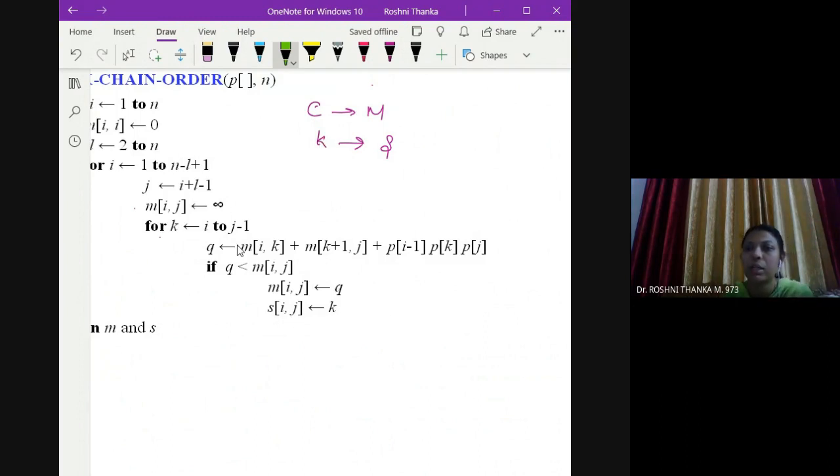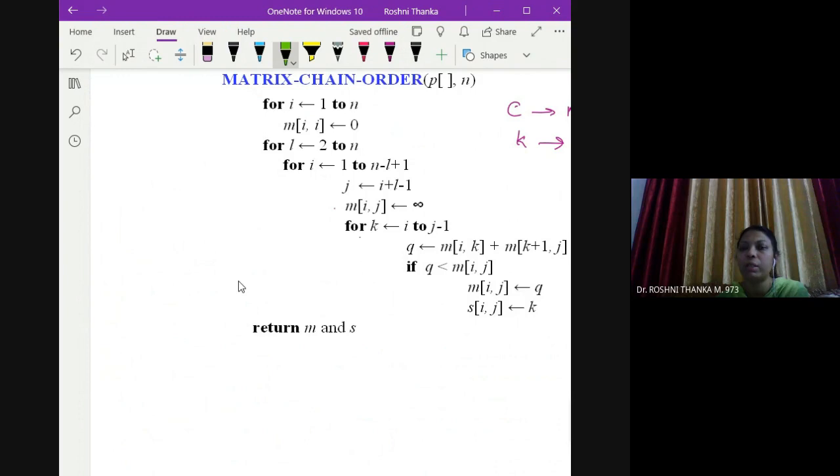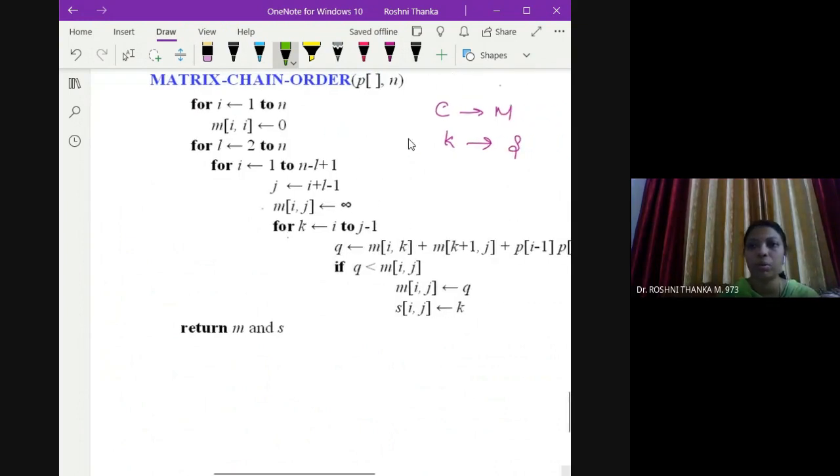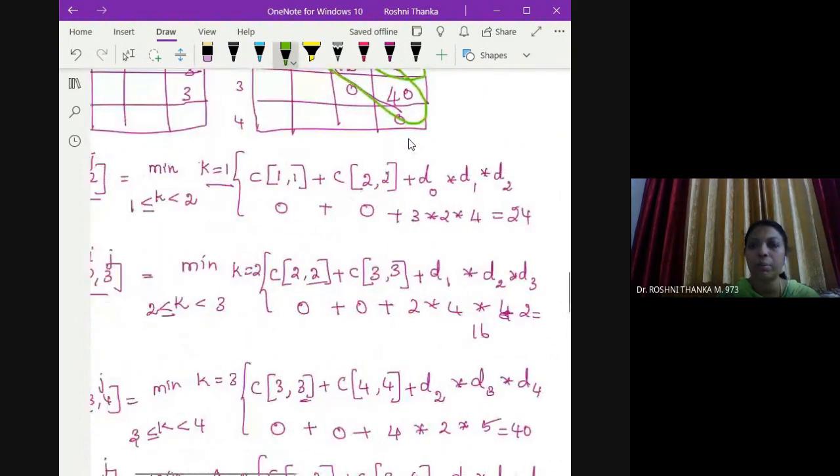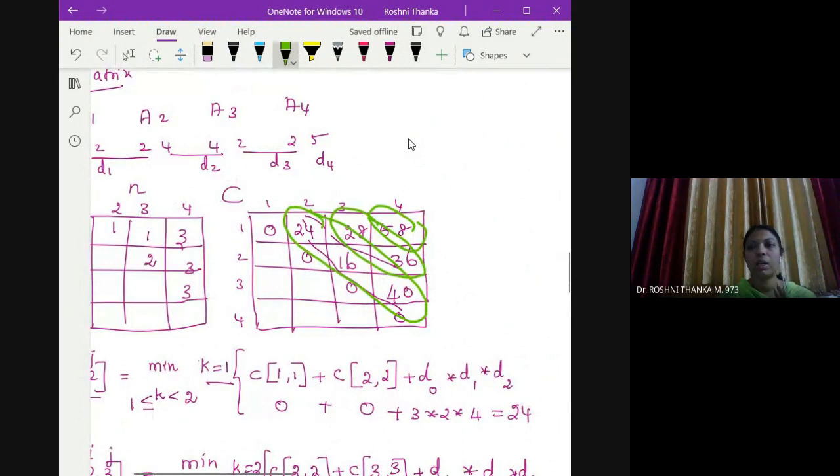Finally we have to return both tables, the m table and the s table. In the example we saw them as the c table and the k table. So this is how we find the solution for matrix chain multiplication using dynamic programming. We find all possible ways of combination, and then find which produces the minimum cost. That minimum cost is taken as the solution. I hope you got it.